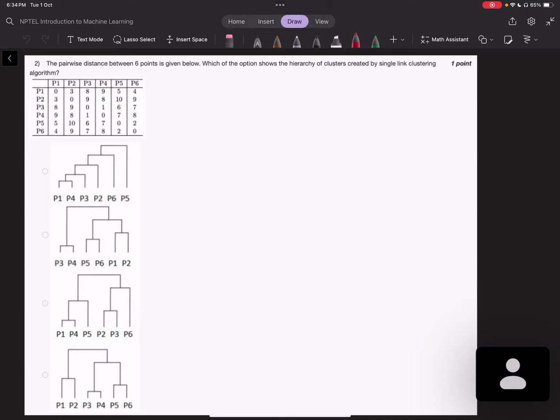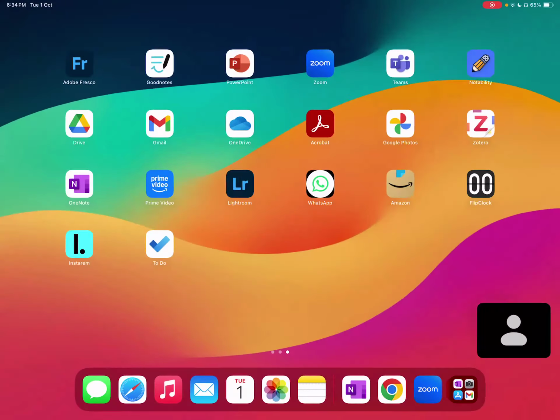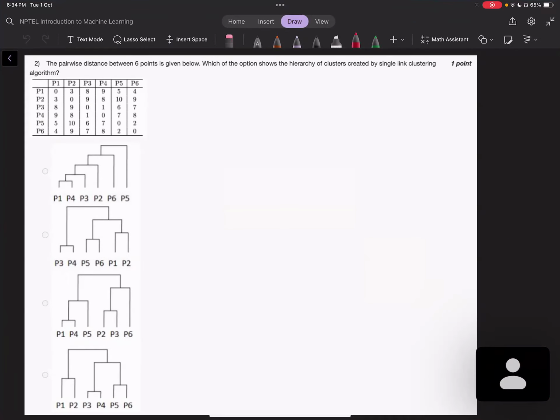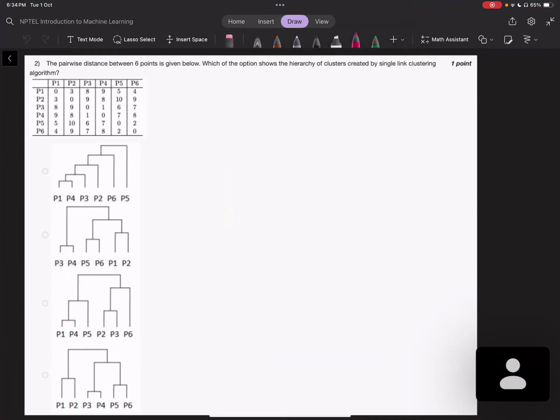Yeah, so I'll solve this question. Hope I'm audible. This is very easy. The pairwise distances between 6 points are given below. Which of the options shows the hierarchy of the clusters created by the single-link clustering algorithm?